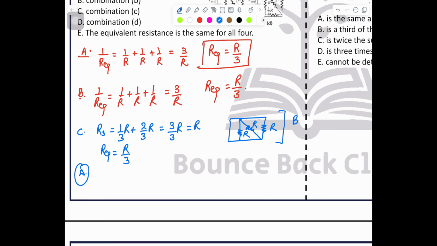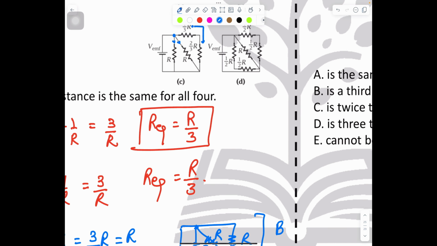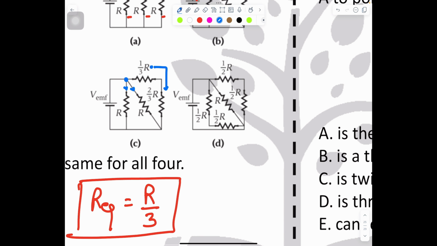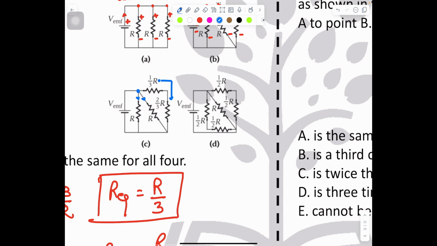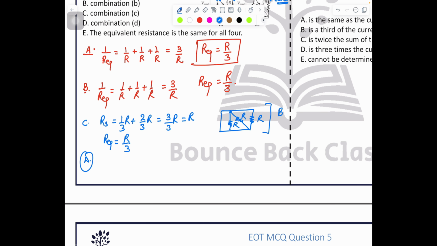Now solve case number D. Now just see. Half and half, both are in series, because the same current is flowing. Here also you can see this one and this one are also in series. So can we say RS is half R plus half R equals 2 over 2R.